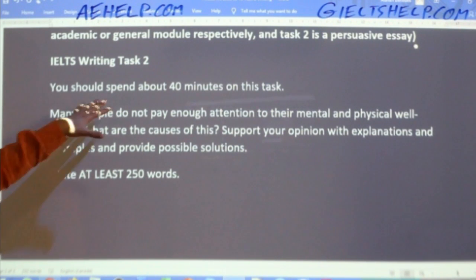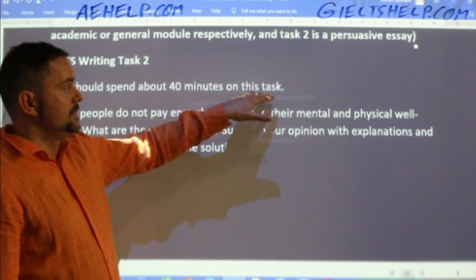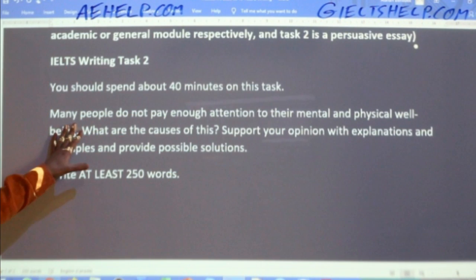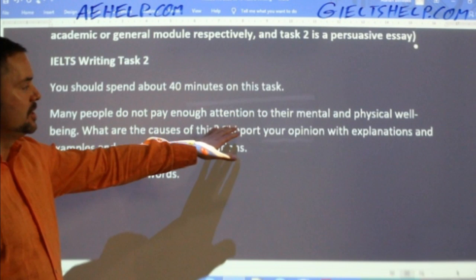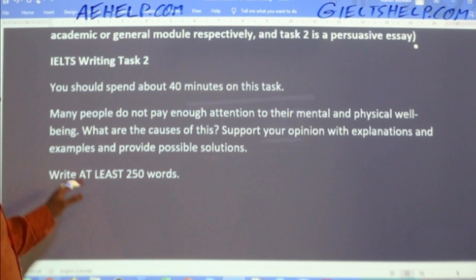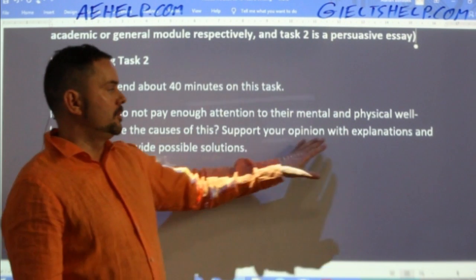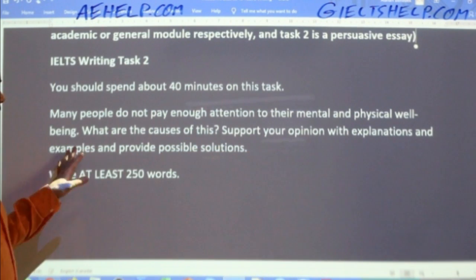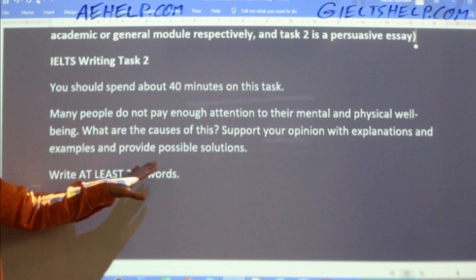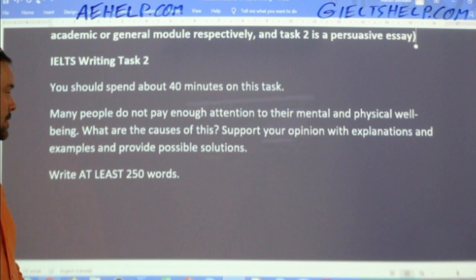So you should spend about 40 minutes on this task. Many people do not pay enough attention to their mental and physical well-being. What are the causes of this? Support your opinion with explanations and examples and provide possible solutions.